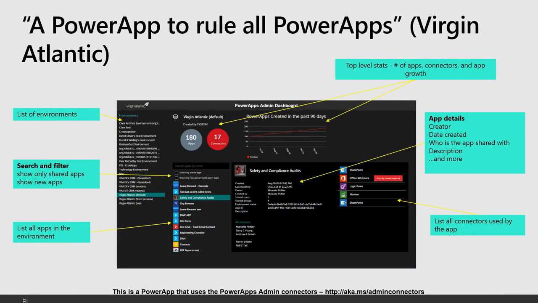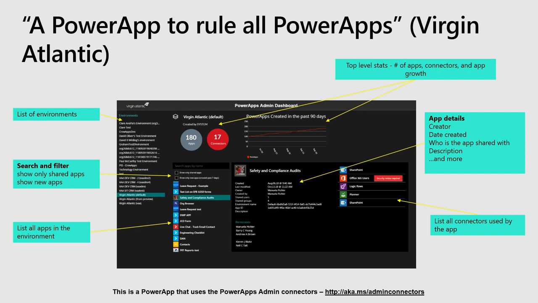So again, flows is one way to use the connectors. We have customers, like Virgin Atlantic as an example, that use those connectors to enhance this experience. This is a PowerApp that uses those connectors to enumerate all of the environments, all of the apps in the environment, finding out all of the permissions that were shared, all of the users that these particular apps were shared with. And there are also other scenarios that are very custom to this particular case.